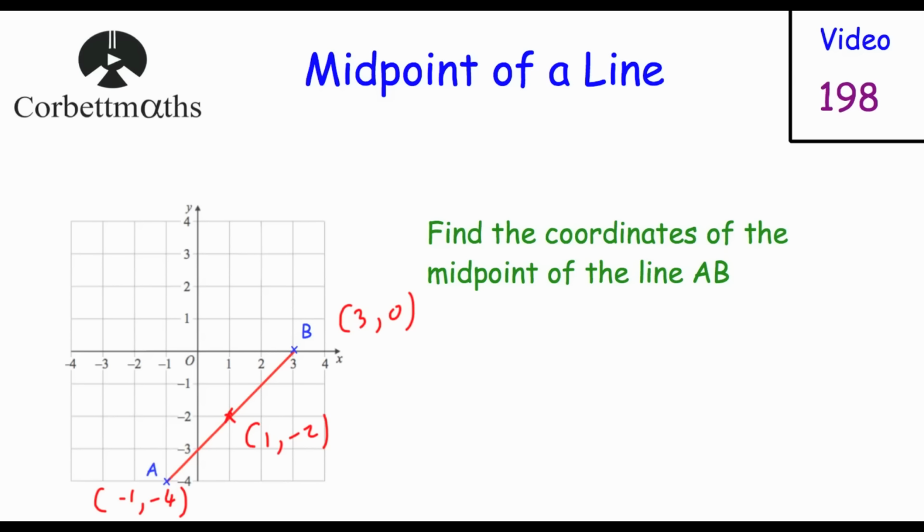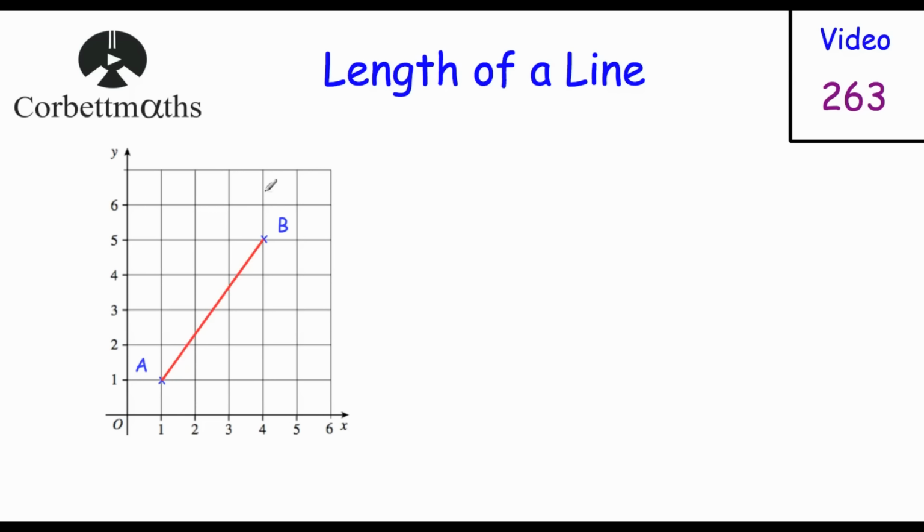Okay, our next topic is to find the length of a line. Now if you have a look at this line, you can see if we just go across and then go up, we can turn it into a right angle triangle. And the great thing is then we can use Pythagoras' theorem to find the length of this line. So this is a right angle triangle. So let's mark on our lengths.